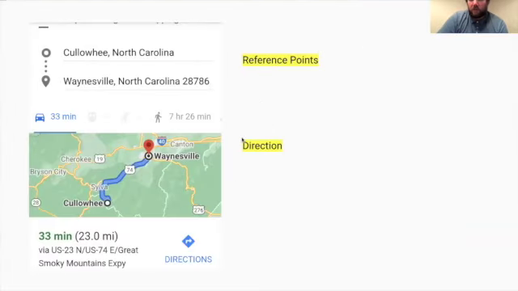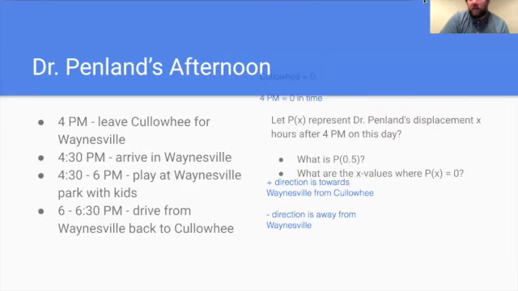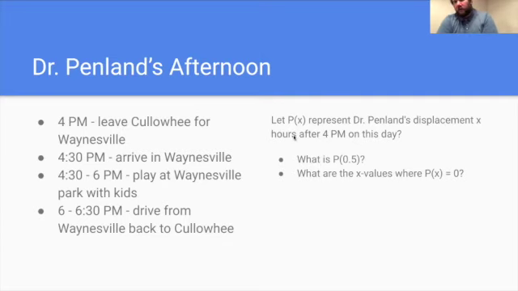My reference points are going to be that Cullowhee is zero, and that 4 p.m. is the zero in time. My directions are going to be that the positive direction is towards Waynesville from Cullowhee, and the negative direction is away from Waynesville. With this in mind, I can answer some questions. If I call this function P of x, it tells where I was, my displacement, x hours after 4 p.m. on this day. I can look at this question: what is P of 0.5?